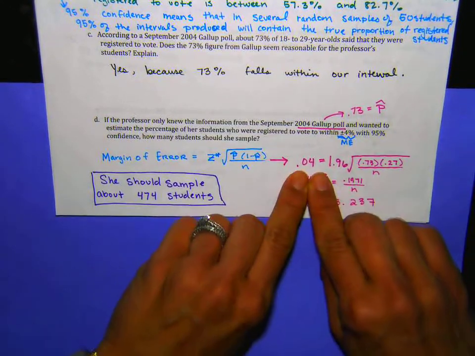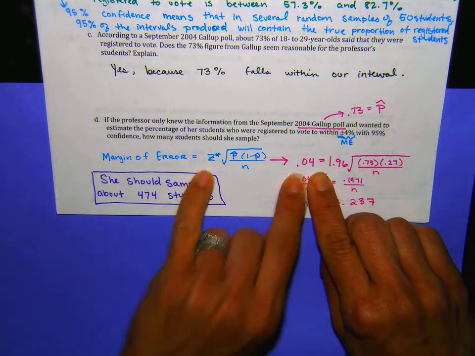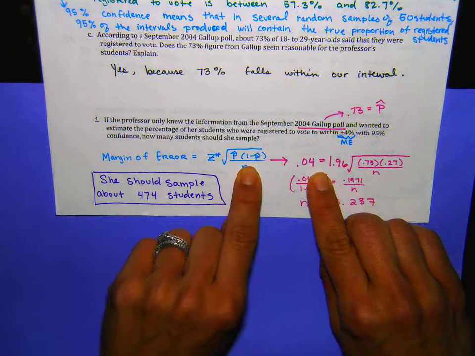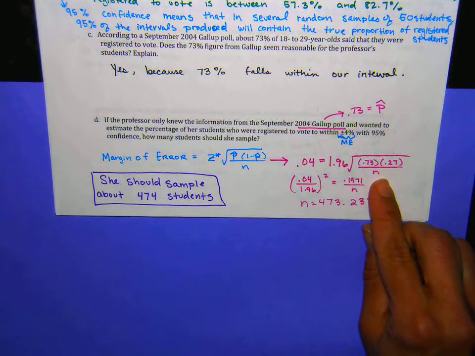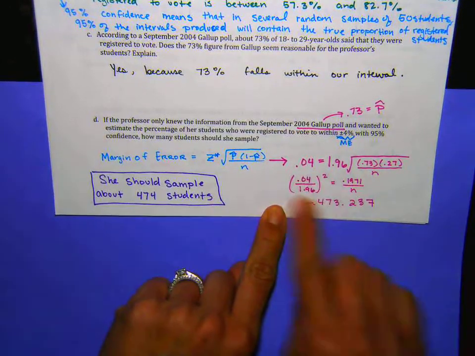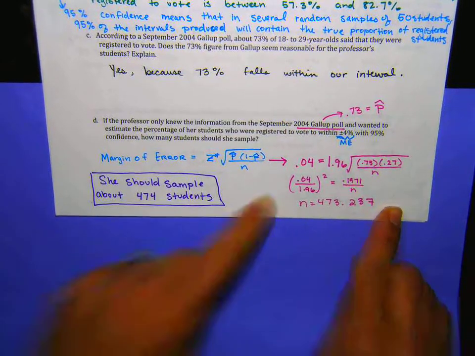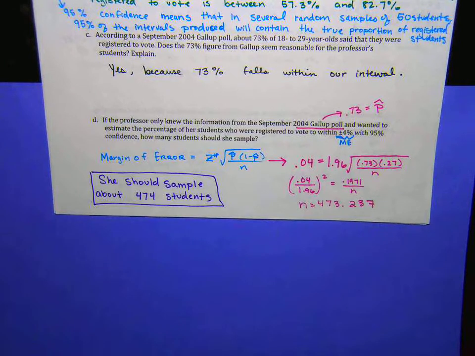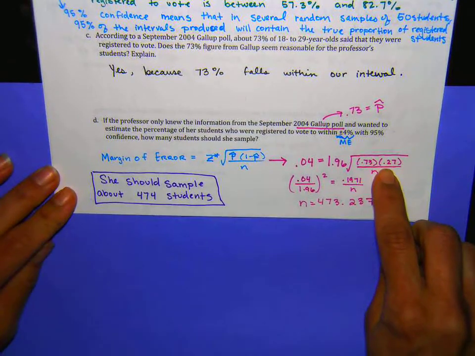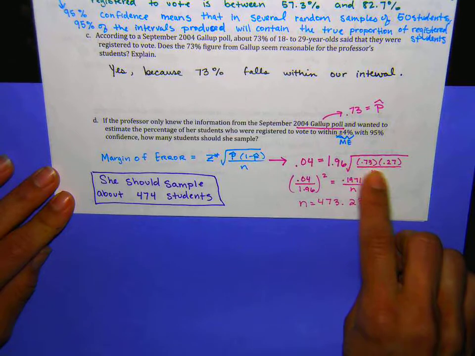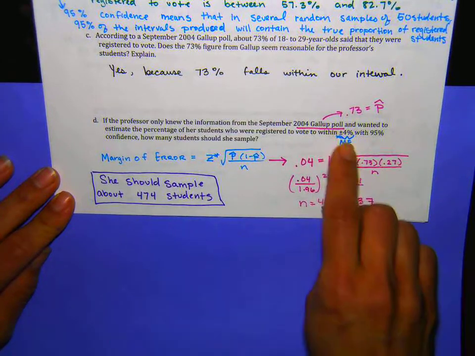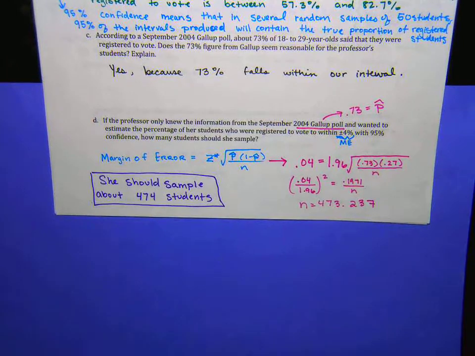All right, well, margin of error is the critical value times the standard deviation of your statistic. My value for 95% is still 1.96 times the square root of 0.73 times 0.27 all over n. Got to use some algebra here, guys. And we get 473.237. You always want to round up to 474. If you don't, your standard deviation is going to be too big. You need to round up. So you lower your standard deviation so your margin of error is still within 4%.